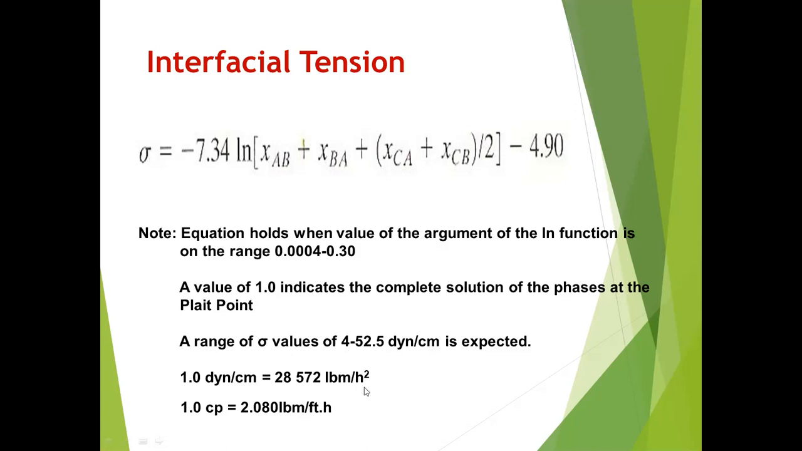And the same thing, this one is for the interfacial tension rather, and this one is for the viscosity in centipoise to pound mass per foot per hour. Now, as for how we find the interfacial tension using this particular formula, it's easy to follow. It's a direct substitution into this particular formula.